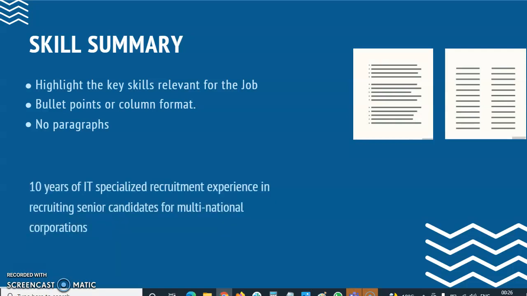10 years of IT recruiting experience in recruiting senior candidates for multinational companies. This is also summarized into one keyword, that is expert IT recruiter. The former skill summary will need an actual effort from the recruiter to read through it. Better to avoid such long sentences. The latter summarizes the entire idea in one line, which is ideal.